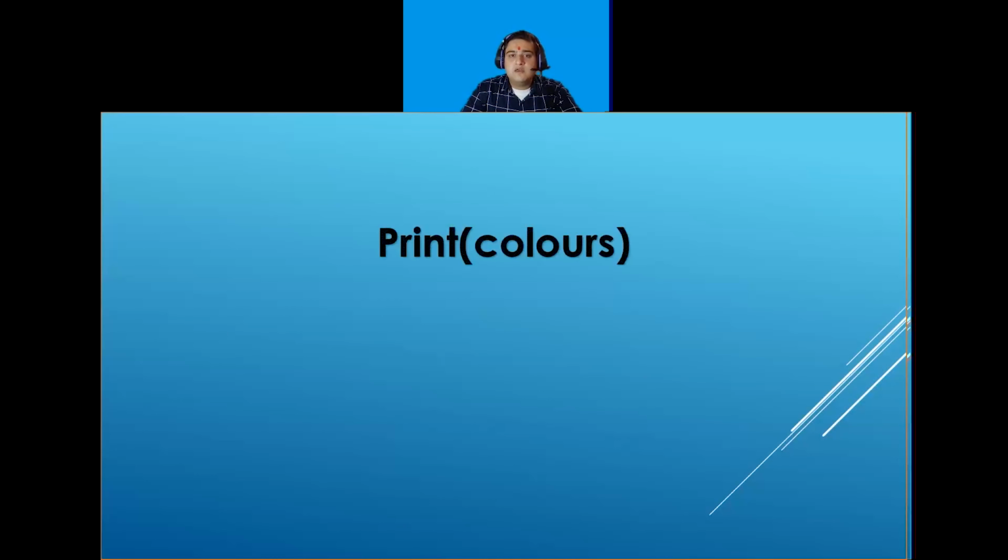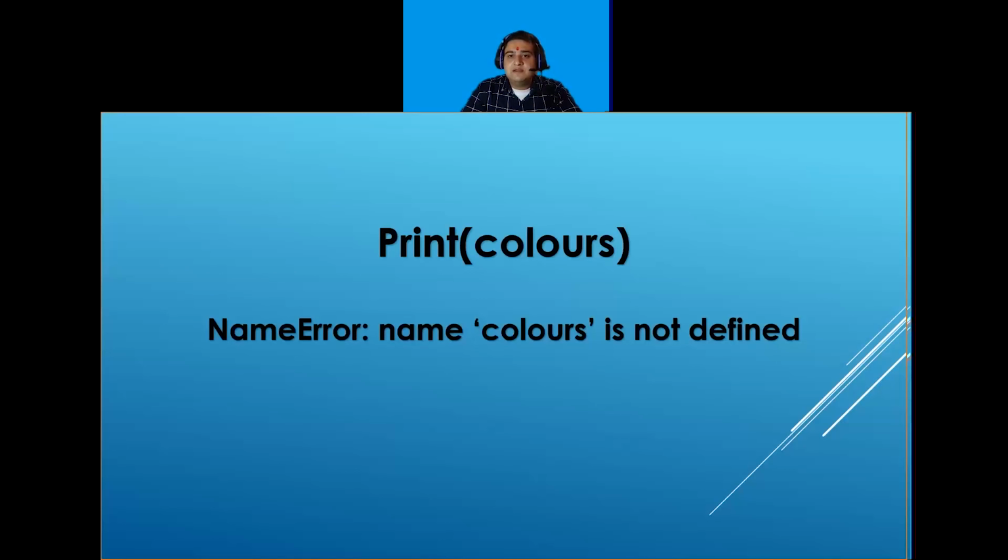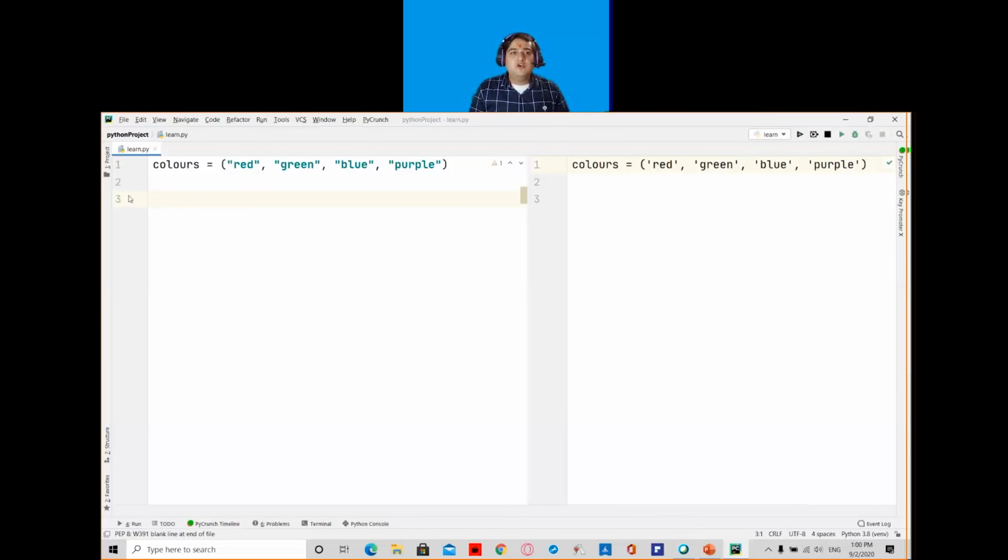Now if you try to print the colors variable, remember we have deleted the colors variable with the help of the del keyword. It will give me the error message NameError: name 'colors' is not defined because we have deleted the colors variable with the help of the del keyword. If you want to completely delete the tuple and also delete the variable, you will write del followed by the variable name here, which is colors. Now if I print the variable colors, it will give me an error.